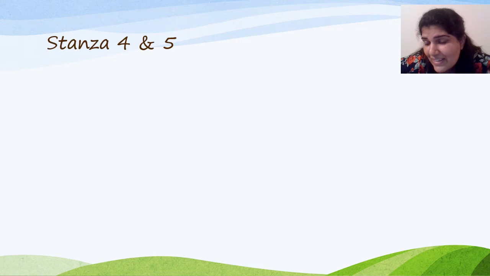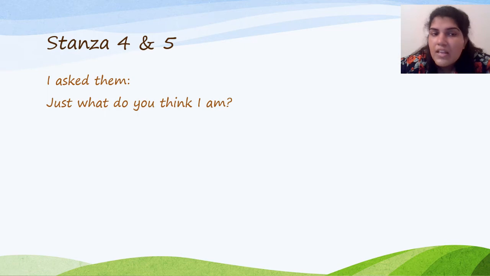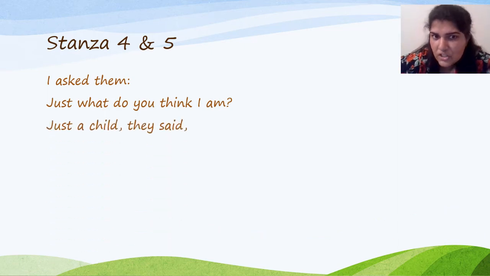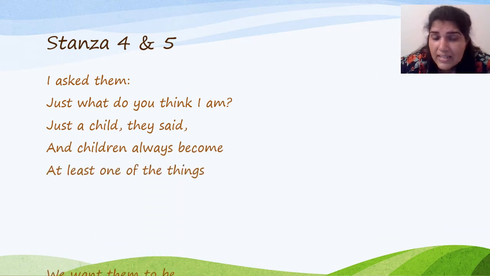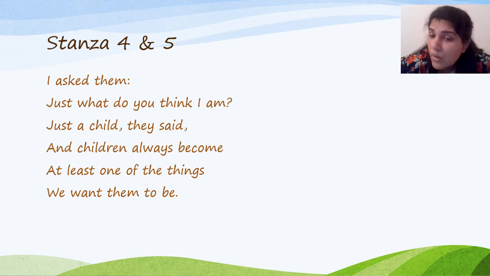Of course, how can a person become a mountain? So logically, they said, no, you can't be that. You have to be a lawyer. You have to be this. You have to be that. So he's denying all of it. No, I don't want to be that. I asked them, just what do you think I am? Just a child, they said. And children always become at least one of the things we want them to be.